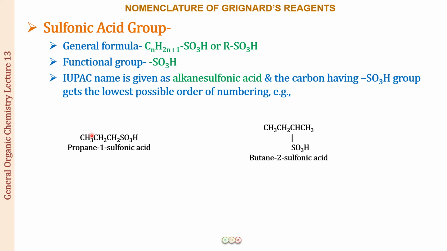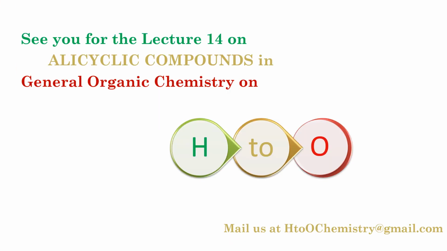So when we have this compound with the SO3H group, this is sulfonic acid. This is a 3 carbon molecule, so this is propane sulfonic acid, and when the sulfonic acid is attached to carbon number 1, this is propane-1-sulfonic acid. And when this group is attached to carbon number 2 of the 4 carbon chain, it is butane-2-sulfonic acid, right?